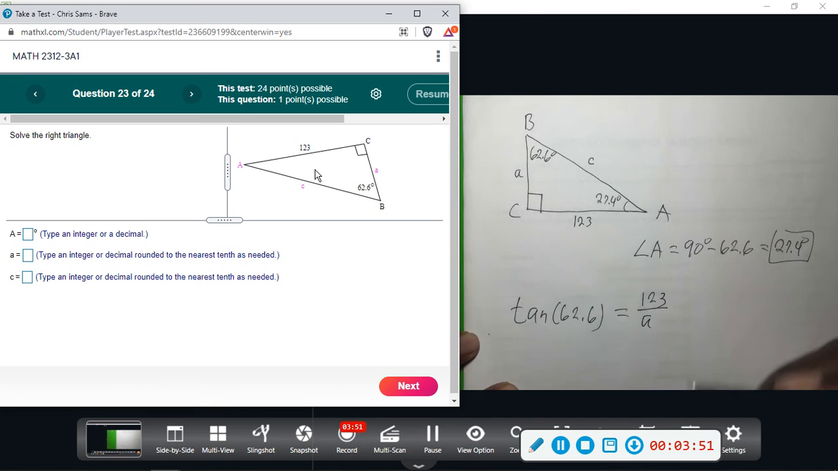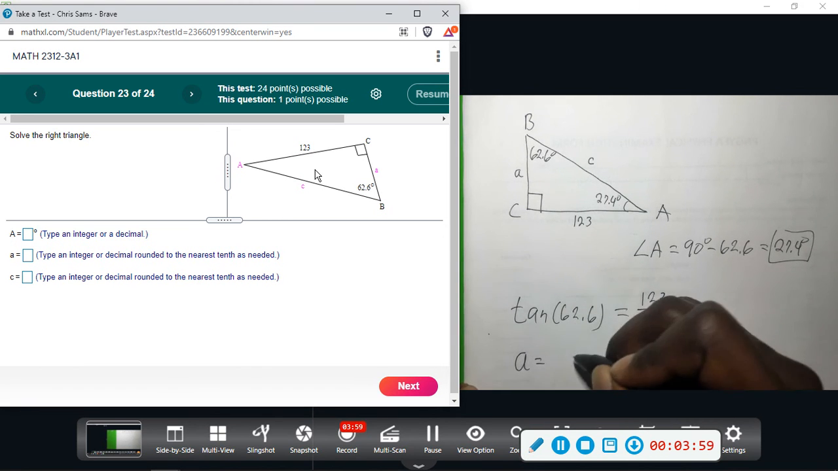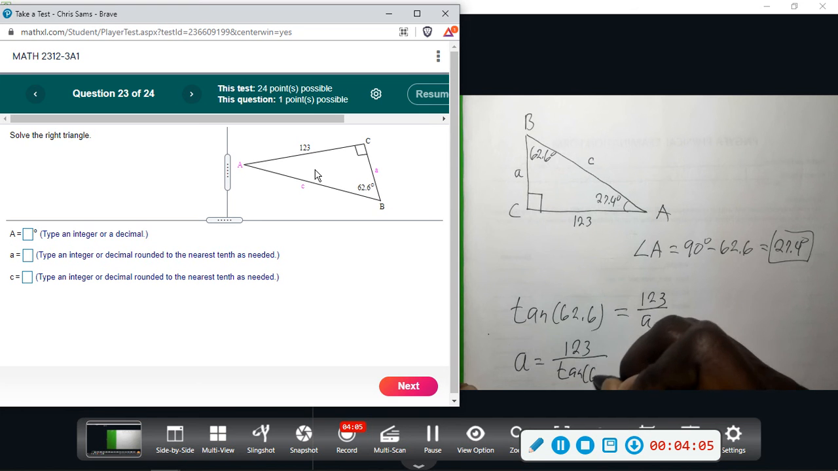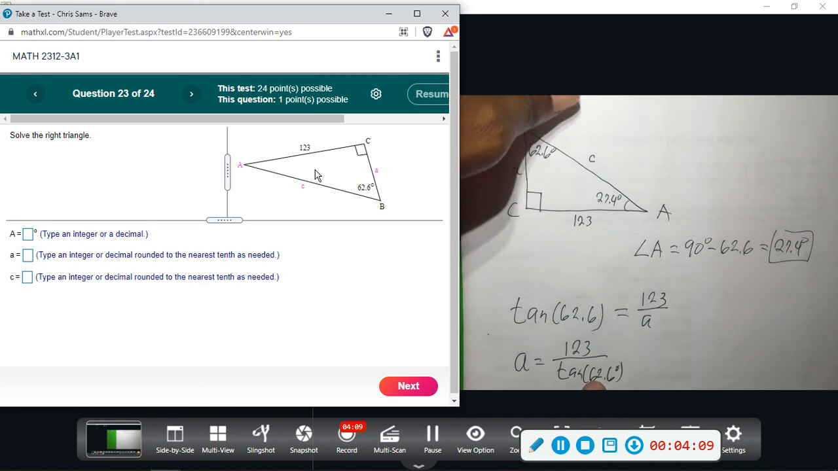Opposite over adjacent is tangent. So I'm going to solve. I'm going to multiply by A and then divide by tangent. So this formula becomes A equals 123 divided by tan of 62.6. Alright, that'll give me side A.